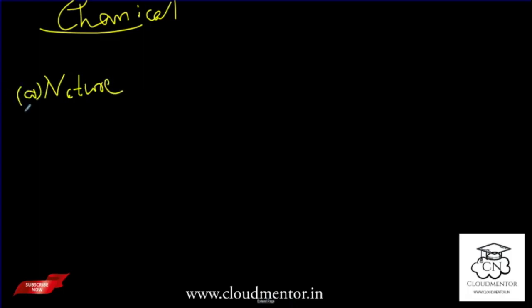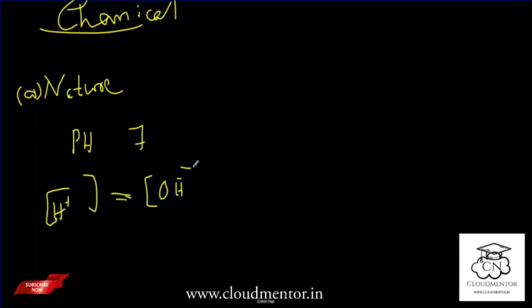Nature. Water is neutral in nature with the pH about 7, and in pure water the concentration of the H plus ions is equal to the concentration of the OH minus ions. Okay, and that is approximately equal to 10 raised to minus 7. That is the reason for it becoming neutral, that is pH about 7.